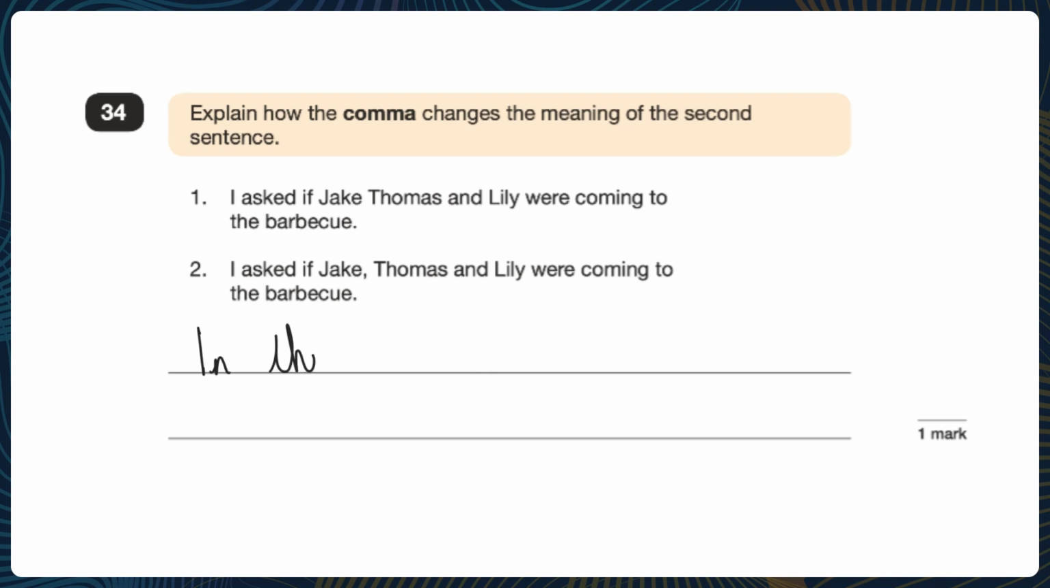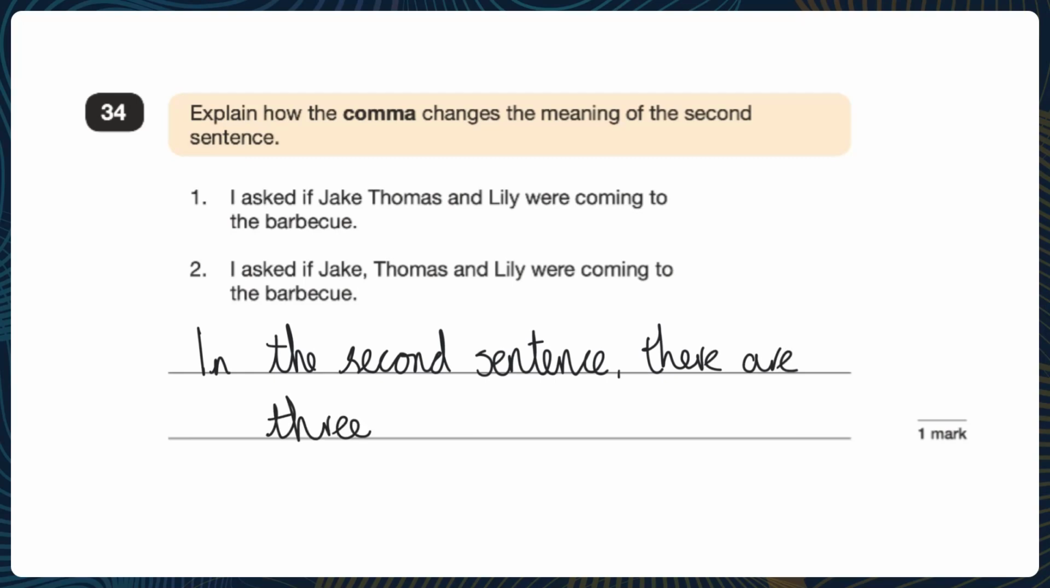In the second sentence, and we probably don't even need to explain it this much, there are 3 children. And again, let's make sure we punctuate our answer correctly with a capital letter and a full stop as well. But essentially here, because there's no clarity in this sentence, this child could be called Jake Thomas, and this child is called Lily. Whereas in this sentence, we have Jake, we have Thomas, and we have Lily.